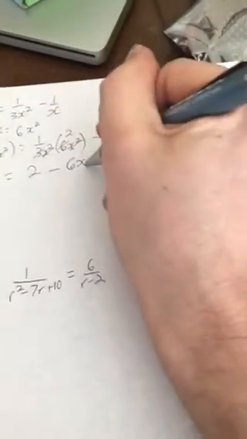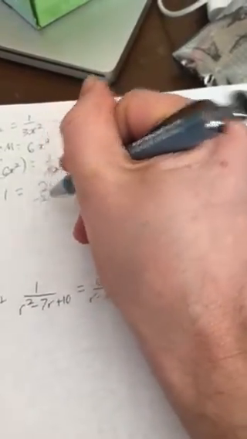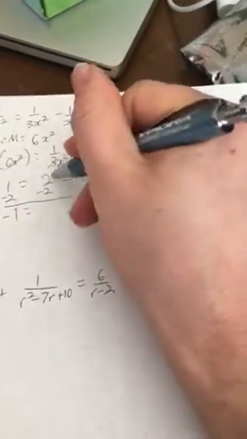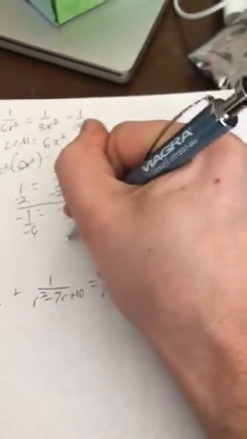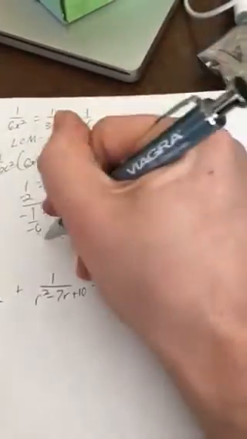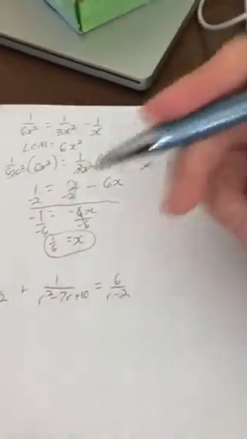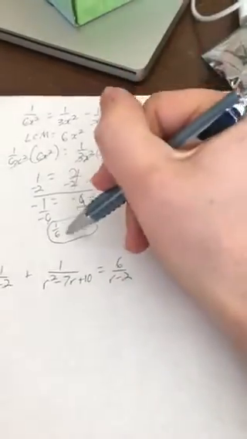Now my goal is to solve this. My goal is getting x by itself. I am going to move what's furthest away, which is that 2. Negative 1 is equal to negative 6x. I'm going to divide both sides by negative 6. These don't always turn out nice. 2 negatives make a positive. I get 1/6.